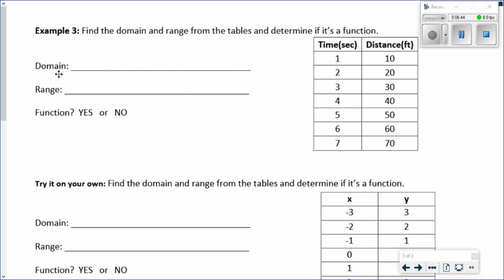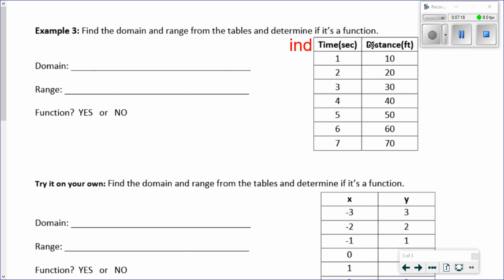All right, example 3, find the domain and range from the table and figure out if it's a function. So the table here doesn't give me x and y. So I kind of need to think, well, I have time and distance. Time is going to happen no matter what, so that is actually my independent variable. Like, time doesn't change based on how far I go. Okay? Time doesn't slow down because you're slower on the racetrack. Time doesn't speed up because you're faster. Okay? So time is independent.